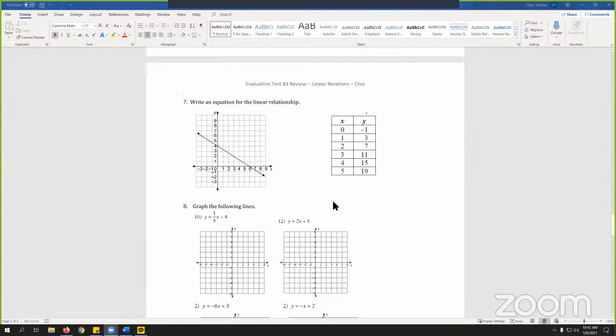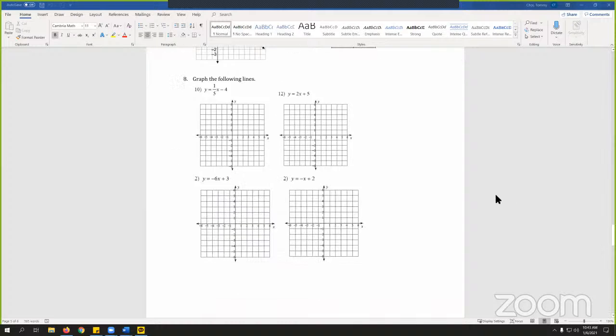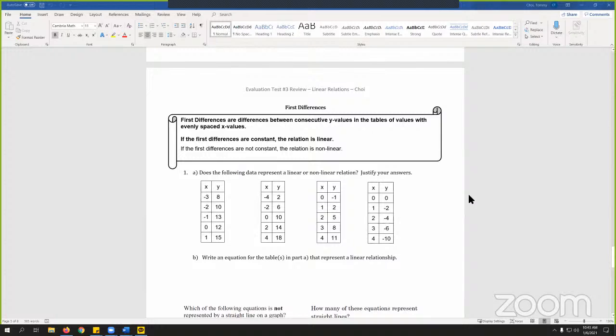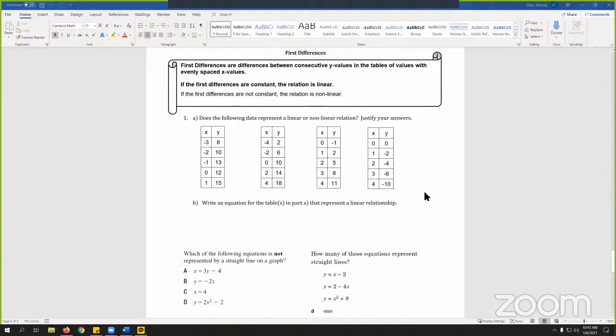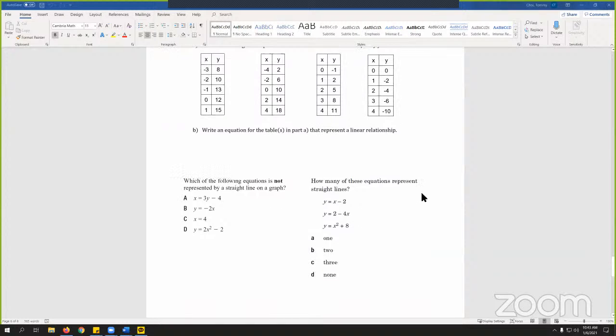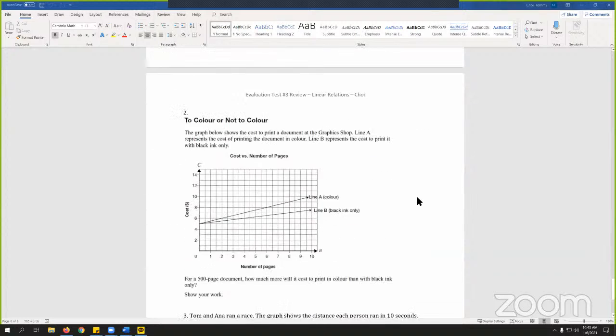Lastly, you should be able to write the equation for the linear relationship. You should be able to define it in terms of the relationship. And in yesterday's lesson, we talked about first differences. So can you calculate first differences if I give you a chart? Can you tell me if it's linear or nonlinear by showing me the first differences?